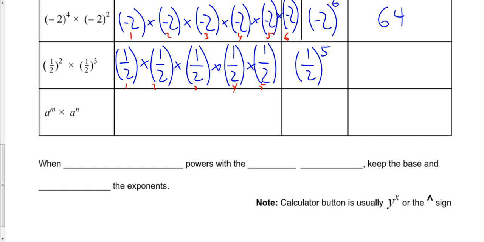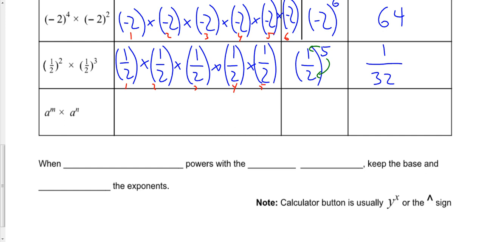To simplify this expression, I'll do it as a fraction, because when we have fractional bases, the exponent is applied to both the numerator and the denominator. If I do 1 to the exponent 5, I get 1. If I do 2 to the exponent 5, I get 32. So the answer is 1 over 32.